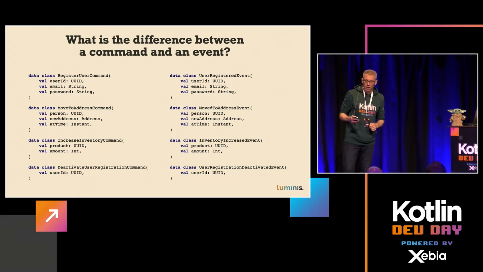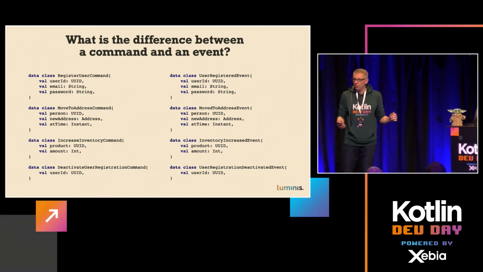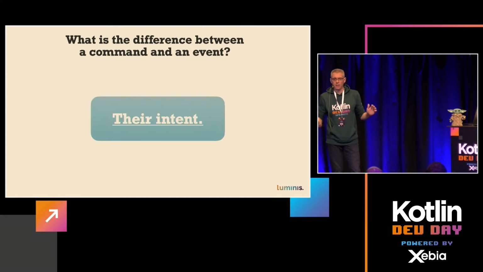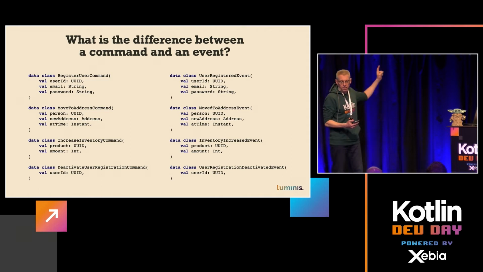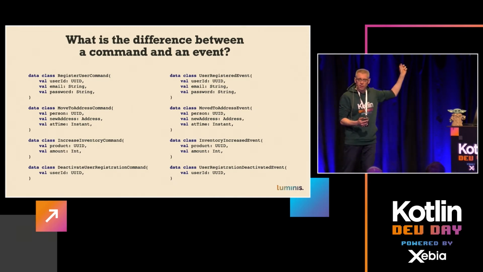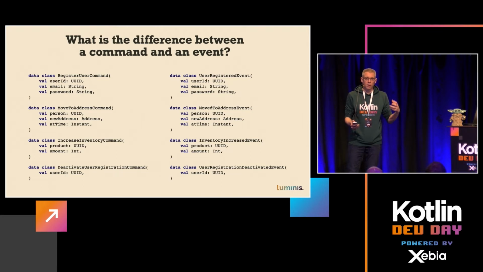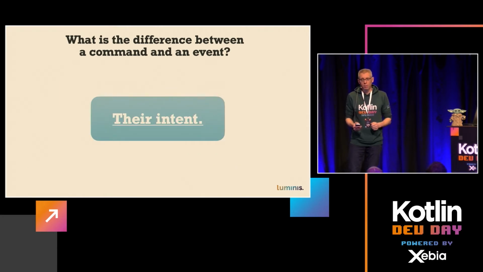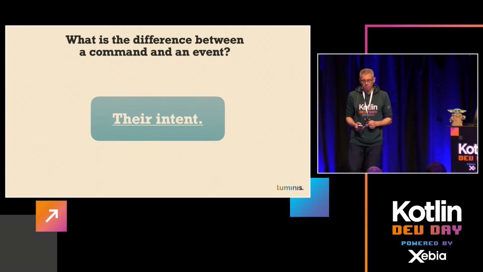So the command is what triggered the action, and the event is the fact that happens, right? So the difference is really their intent. Apart from the name, you see a register user command and a user registered event. So the naming is slightly different, but the properties are usually quite similar. But the intent of these classes is very different. So you don't want to use commands in place of events and mix them.